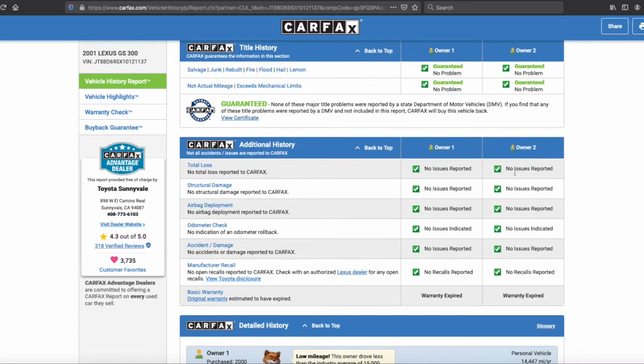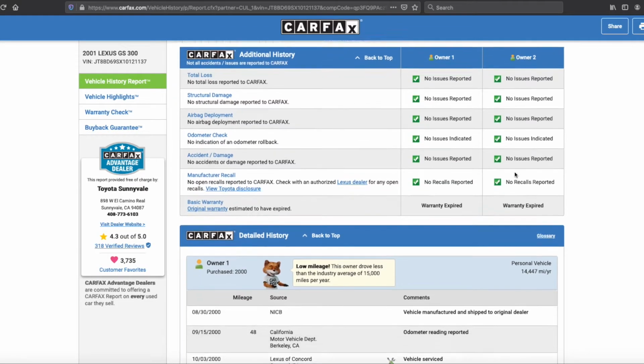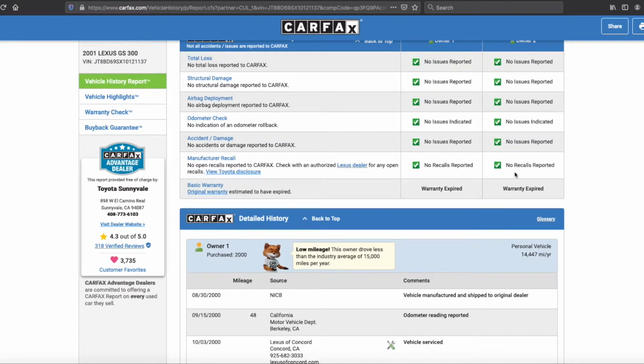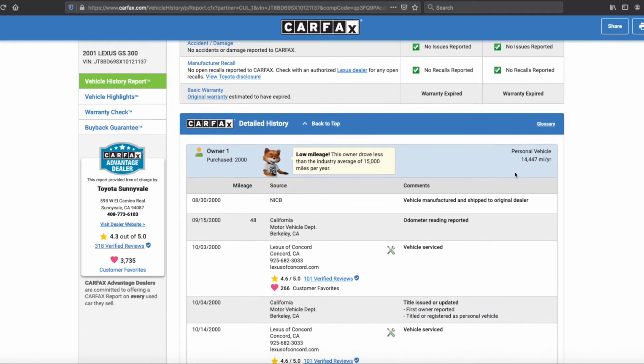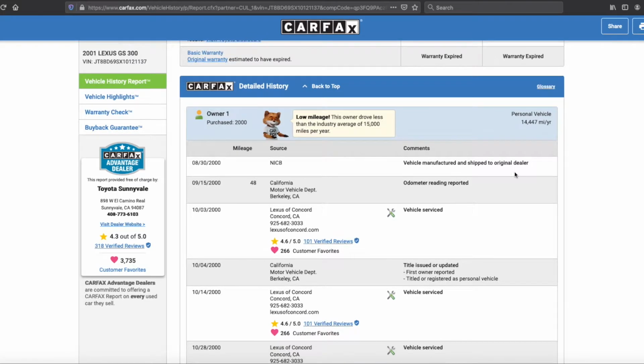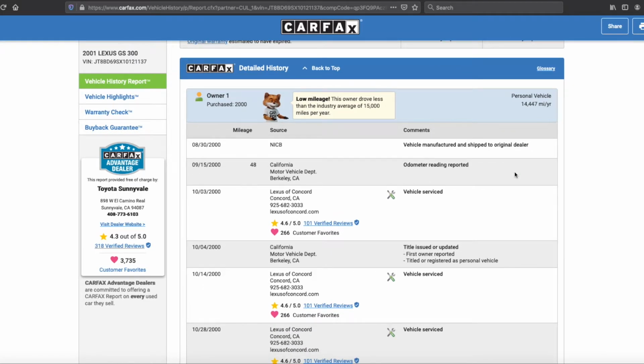All right, it's no total loss, no structural damage. Of course, this is shown on the Carfax. If there's really body damage, you wouldn't know unless you get it looked at by a body shop or a mechanic, a professional who could see the difference, right?